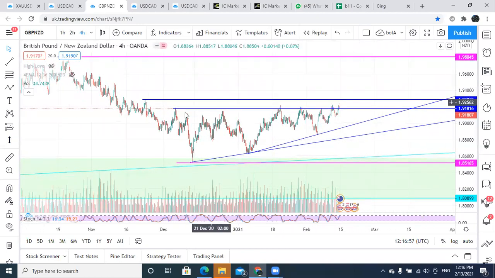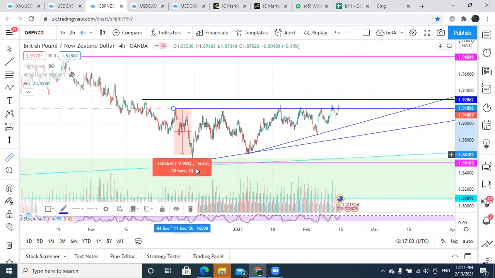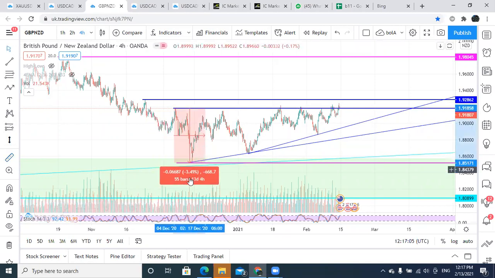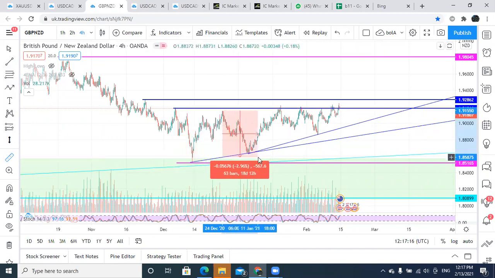But what you now want to consider is, when you look at this swing down, what is this? This swing down, right? Gives us 668 pips. The sellers, are they still in the market? This swing down gives us about 564 pips. The sellers, are they still in the market?